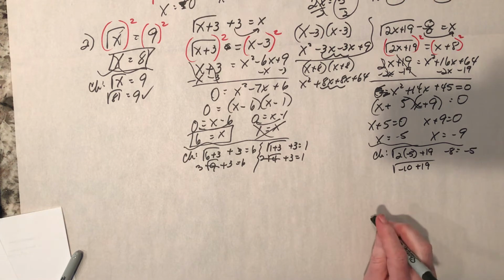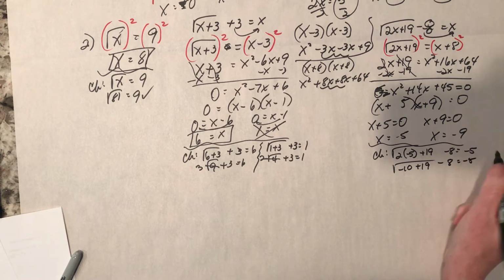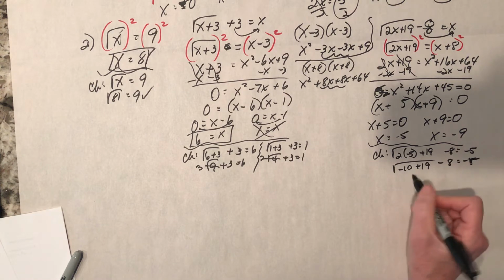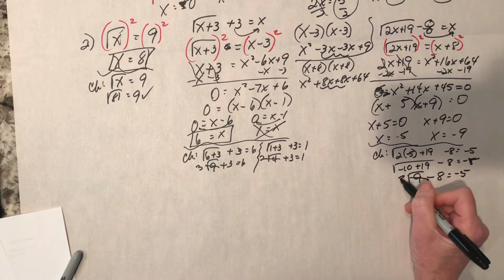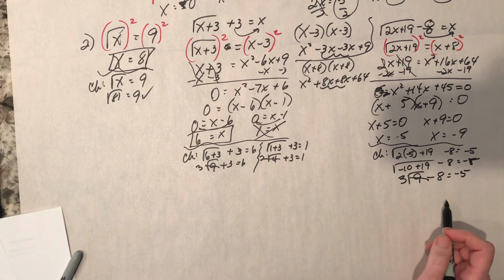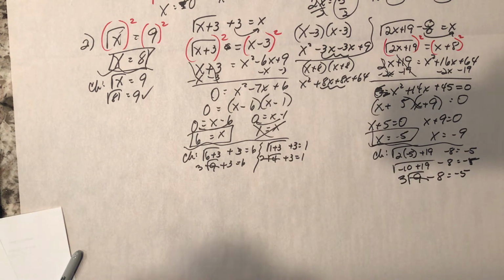Not liking that so much. Oh, never mind. Okay, brain fart. Okay, we're good. Equals -5. So this is the square root of 9. This is 3. 3 minus 8 equals -5. Yeah, that's good. -5 is a good answer.